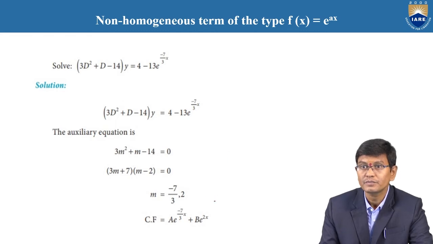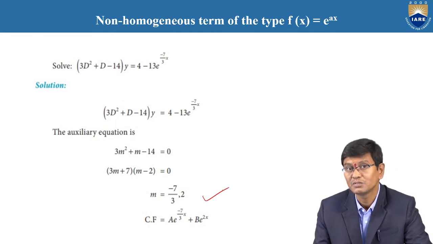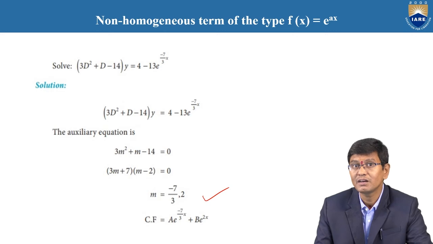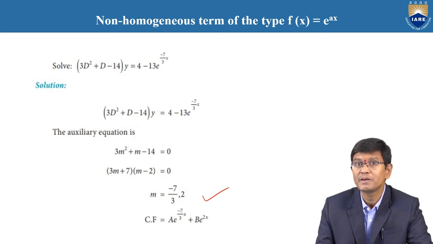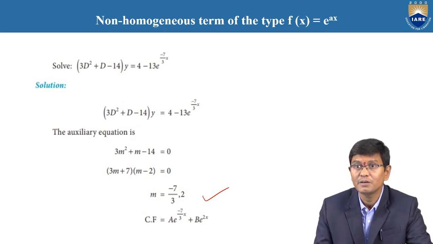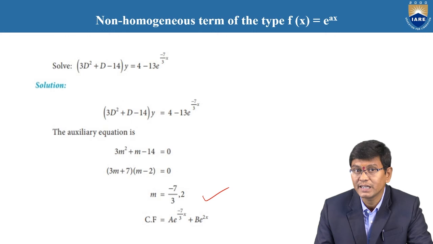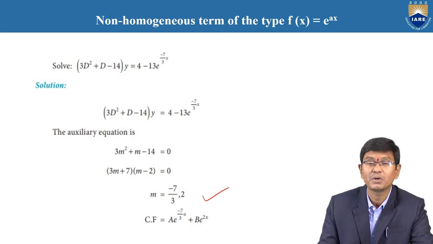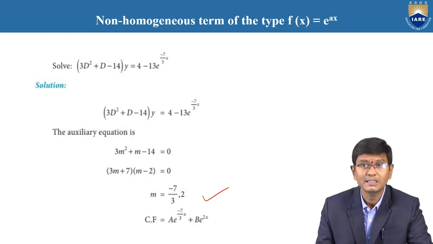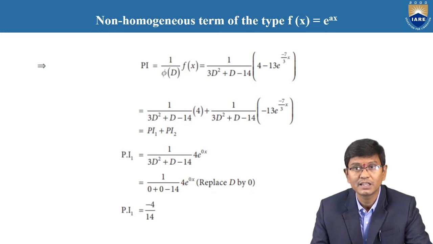One is minus 7 by 3 and the other is 2. Therefore, in the case of different roots, you assume that the complementary function is a into e power of minus 7 by 3x plus b into e power of 2x. Otherwise, you can assume c1 into e power of minus 7 by 3x plus c2 into e power of 2x, which is also valid. Next, we need to find the particular integration.